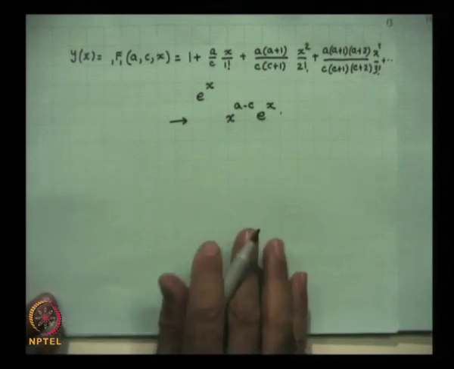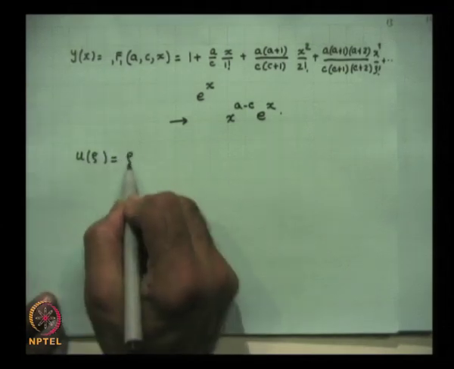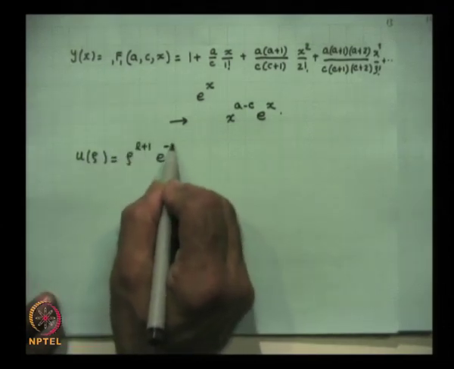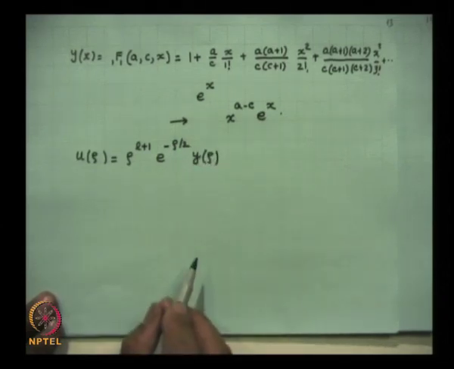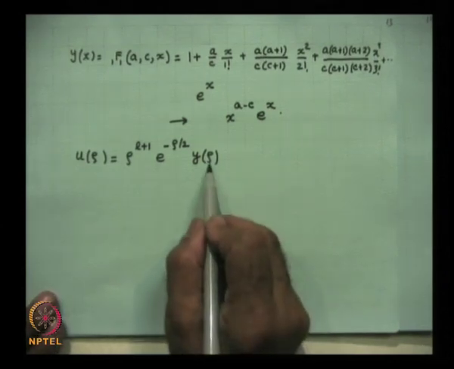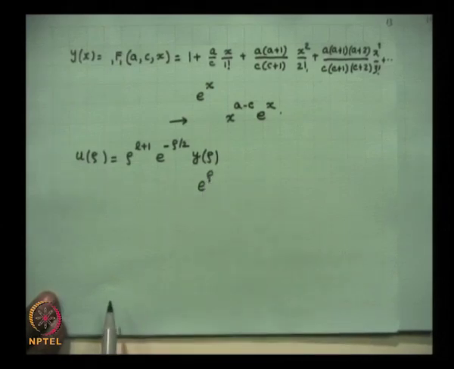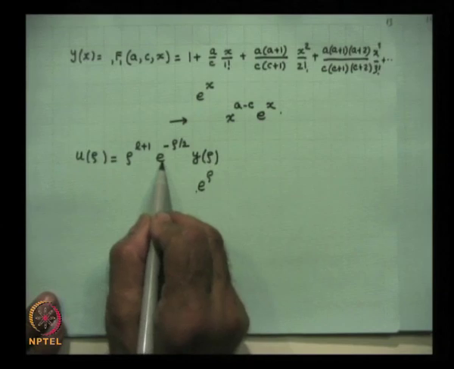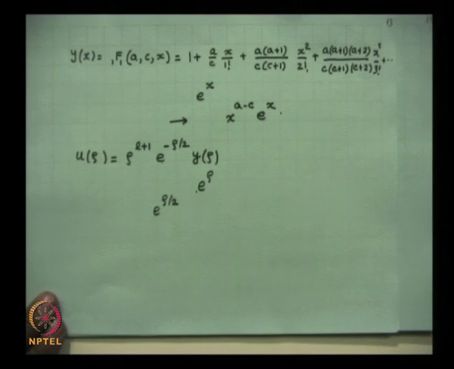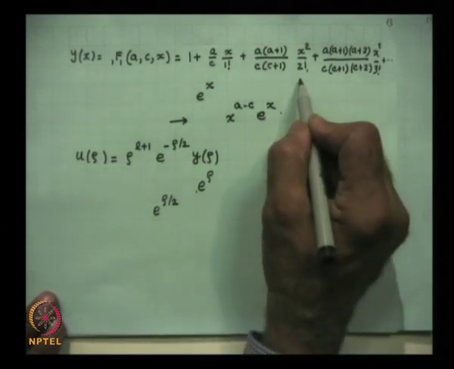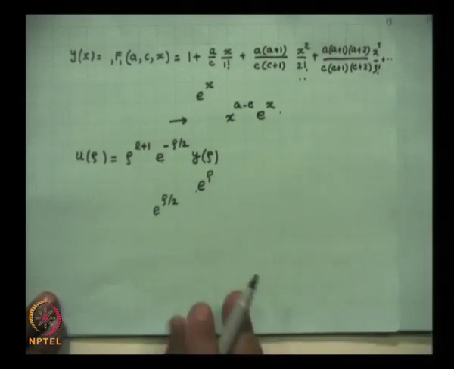Now, you may recall that my u rho function was rho to the power of L plus 1 e to the power of minus rho by 2 y of rho. Now, at large values of rho, y will behave as e to the power of rho. So, this multiplied by this will become e to the power of rho by 2. And so, although the infinite series is convergent, the wave function will blow up.